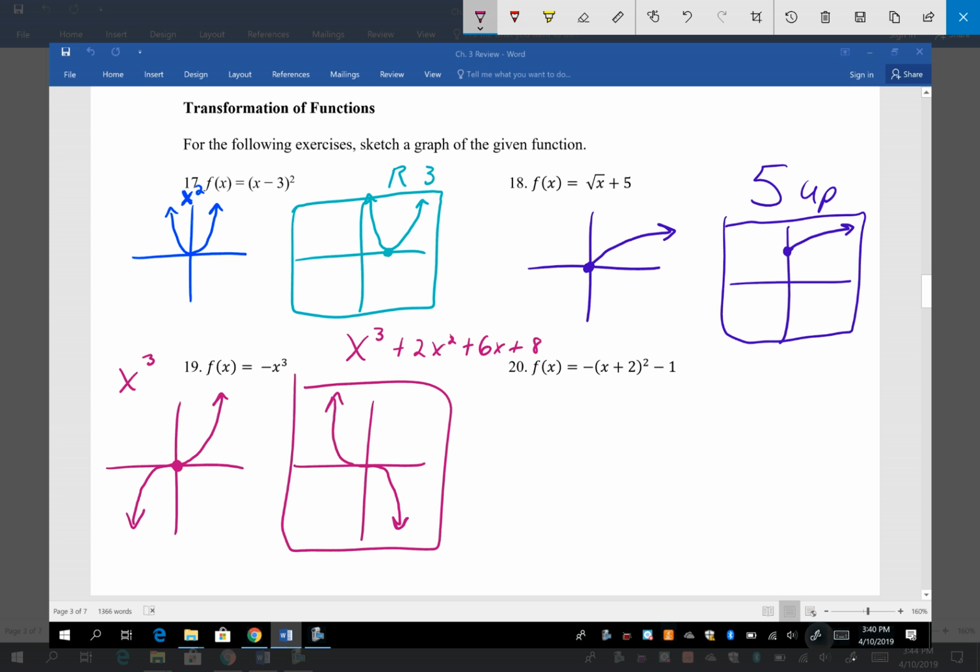Let's do number 20. This is a good one. I'm not going to do the parent function because we already know it from number 17. It's quadratic again. But you've got multiple things happening here. What's going to happen with this plus 2 and the minus 1? Left 2 and down 1. So left 2, and I have to do it. You know I have to do it, right? Down 1.